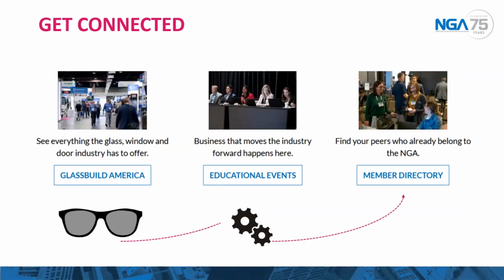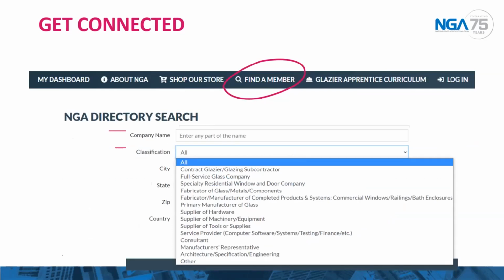Finally, our member directory by company is available to everyone on glass.org. This is a quick and easy way to see who is a current member and get some basic company information.